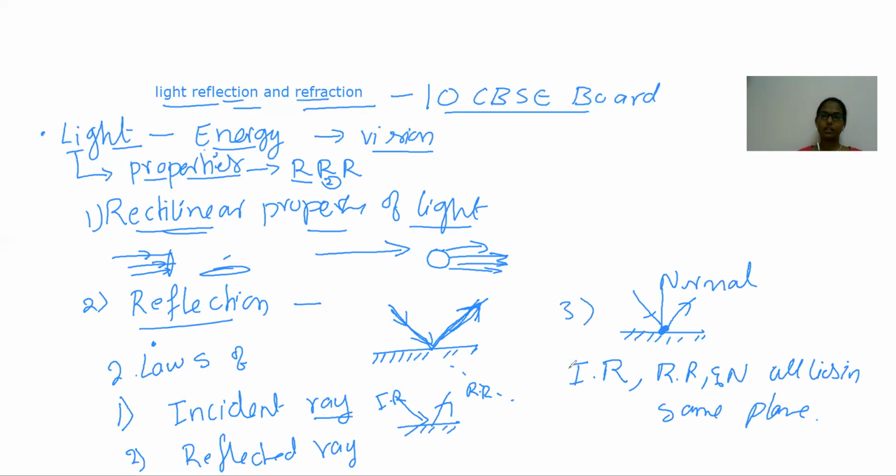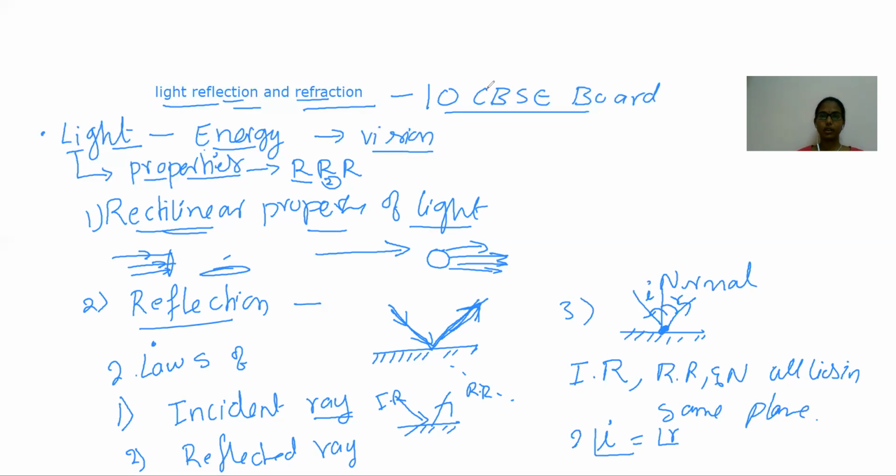The second law of reflection is regarding angles. The angle of incidence i is equal to the angle of reflection r. This is the second law of reflection: angle i equals angle r, where i is the angle of incidence and r is the angle of reflection.